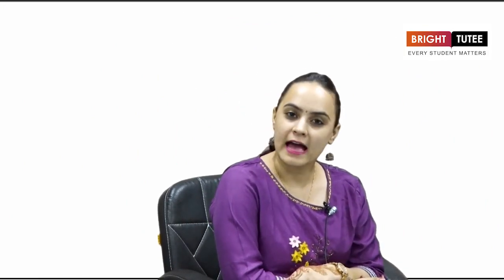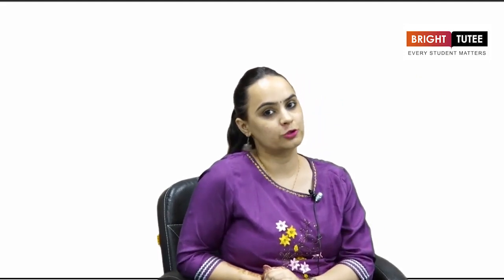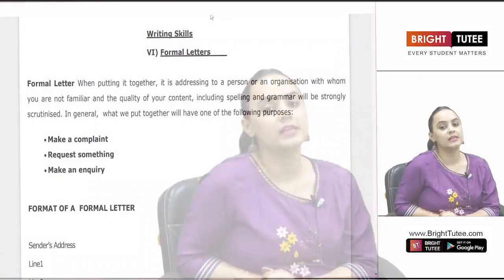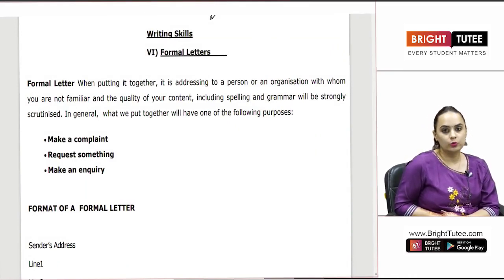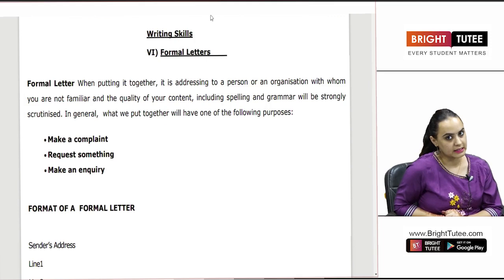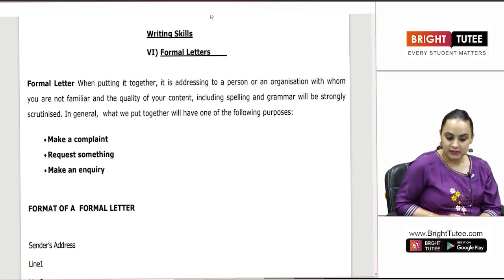Hello dear students, welcome to another lecture, and in today's class we are going to begin with another writing skills topic, which is formal letters. Now we all know what a letter is, and we are going to learn about two types of letters, formal letters as well as informal letters. So first let us discuss the formal letters.